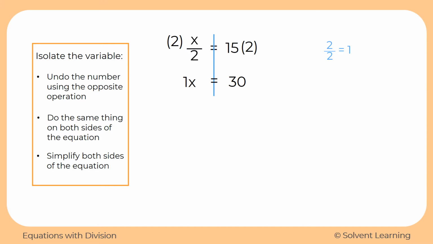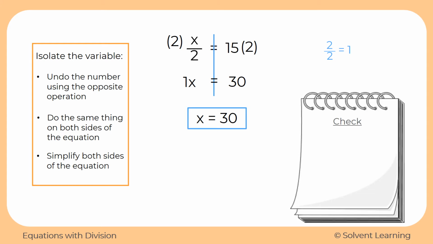And remember, when we have a coefficient of 1, it's saying 1 times x. Whenever we multiply something times 1, it doesn't change the value of that thing, so it's really just equal to x. We can write this over as x equals 30. And now that we've solved this equation, we figured out that x is equal to 30, but just to be sure, we're going to check our answer.